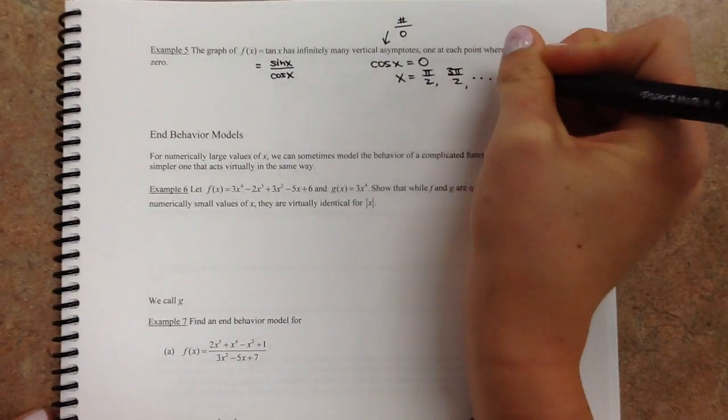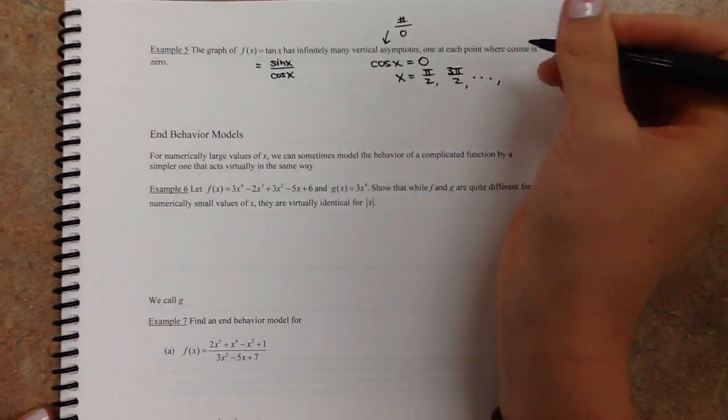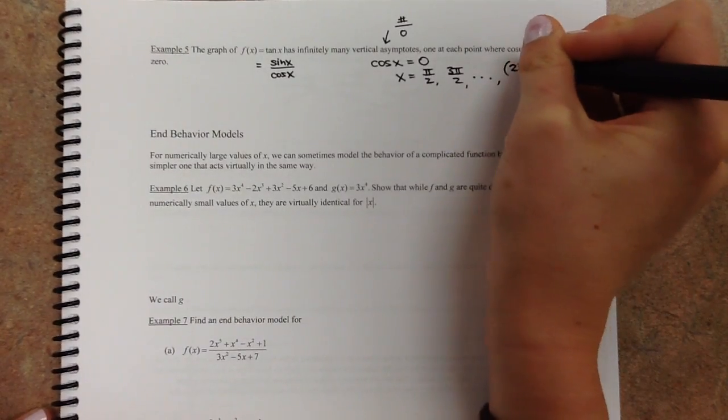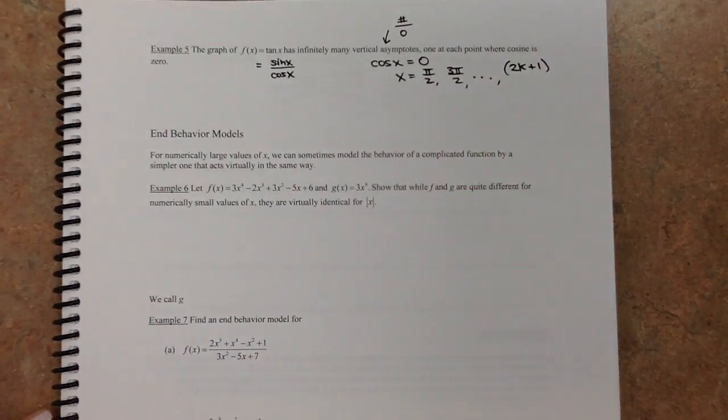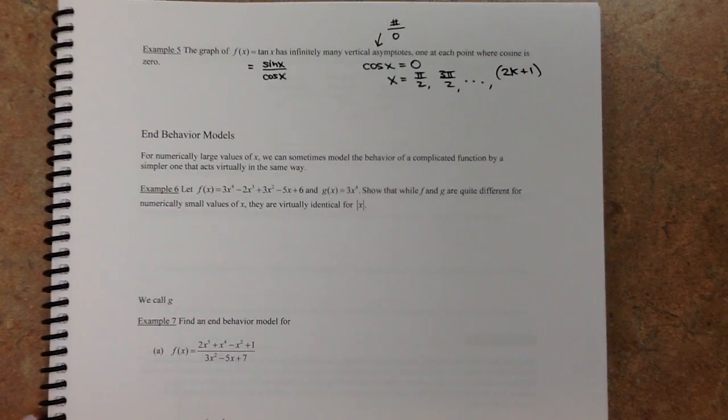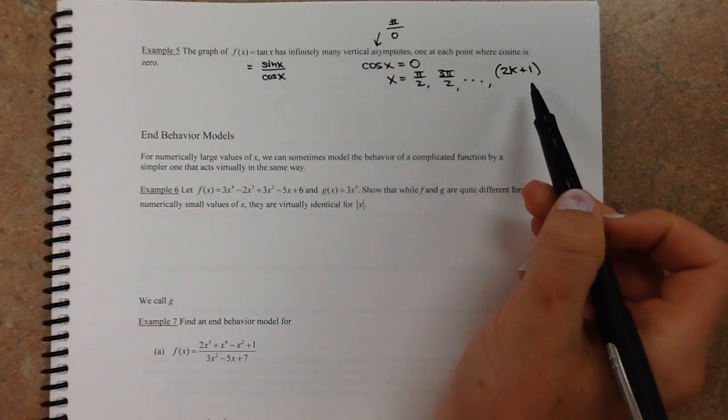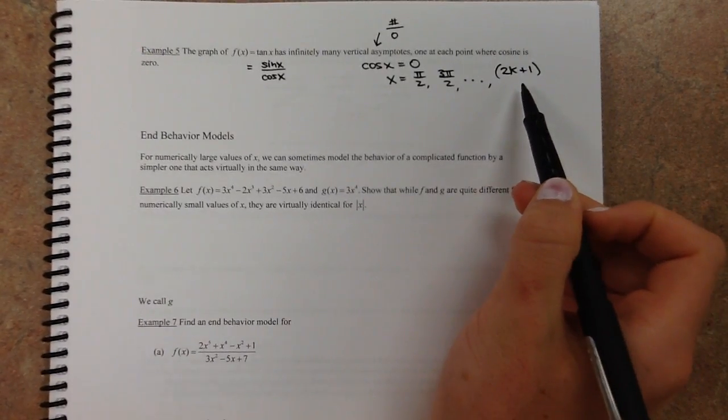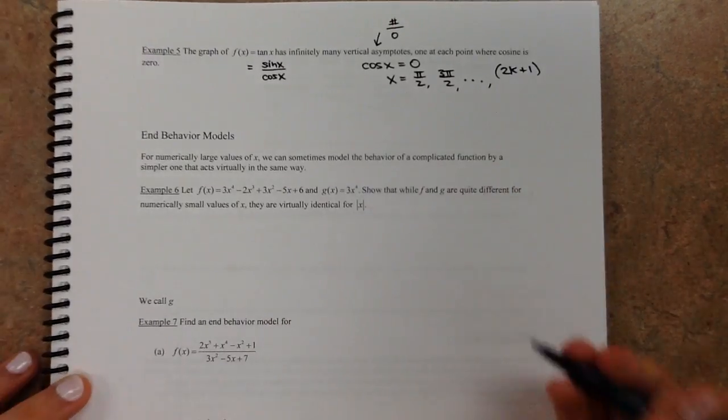So if you want to write it in a generic way, I don't know if you guys ever did this in pre-calc. A generic odd number looks like this, 2k plus 1. Because if you plug in different values, if you plug in 0 for k, you get 1. If you plug in 1 for k, you get 3, 5, 7, 9, etc.